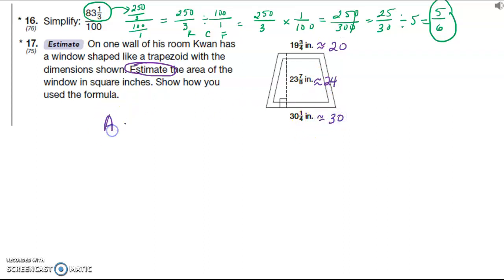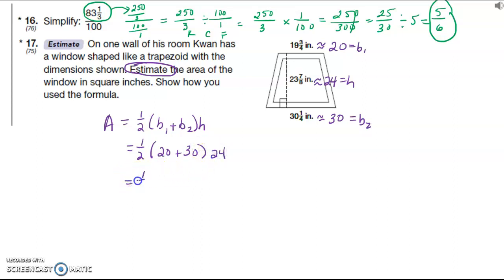So we know that the formula for the area of a trapezoid is 1/2 base 1 plus base 2 times height. This is going to be my base 1, base 2, height, 1/2, 20 plus 30 times 24, 1/2, 50 times 24, which is 25 times 24, 600. Did you get it?